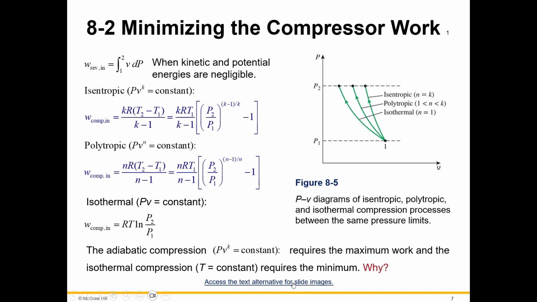Let's move on over to here because this is really good. On the PV diagram, you have plotted here the isentropic, right? So n is equal to k. The polytropic, n is in the middle of k and 1, so you see it a little bit left. And then isothermal is n equal to 1. So you have isothermal, then polytropic, and then isentropic. These are the PV diagrams of isentropic, polytropic, and isothermal compression processes between the same pressure limits. So we're looking at the same pressure limits. We're starting at the same place, but the isentropic, polytropic, and isothermal definitely end up in different places.